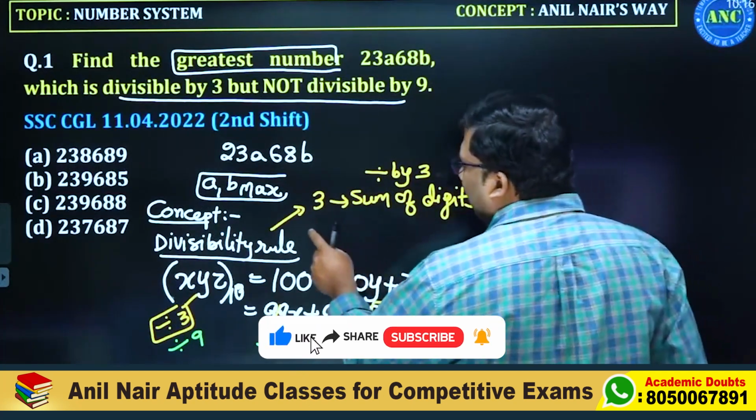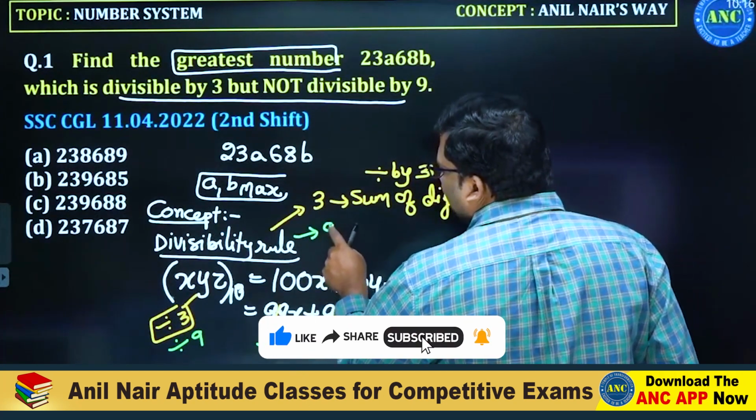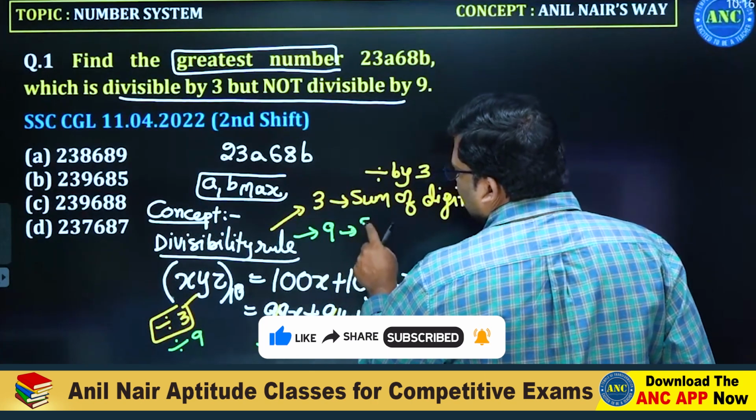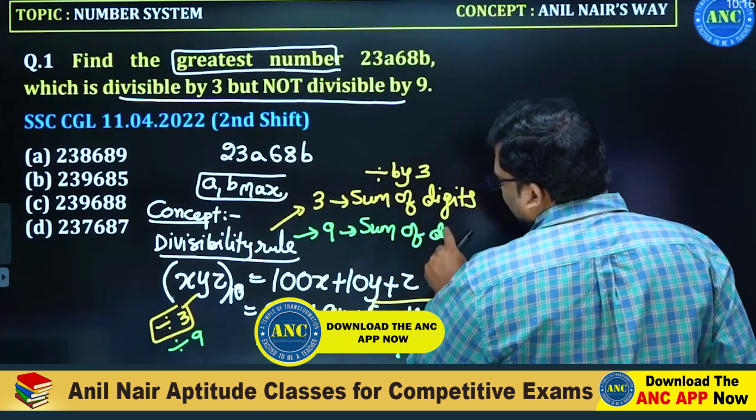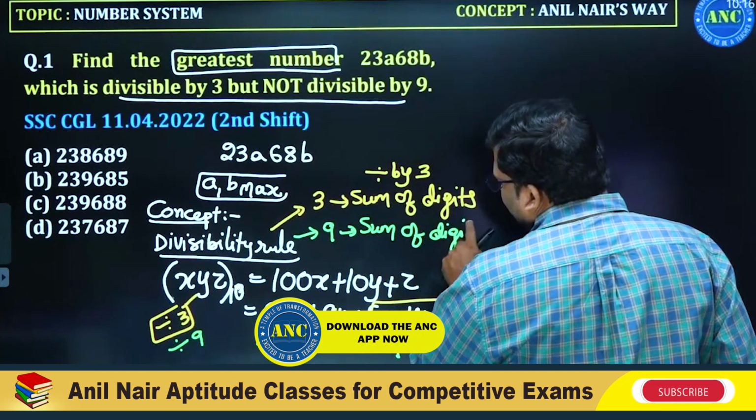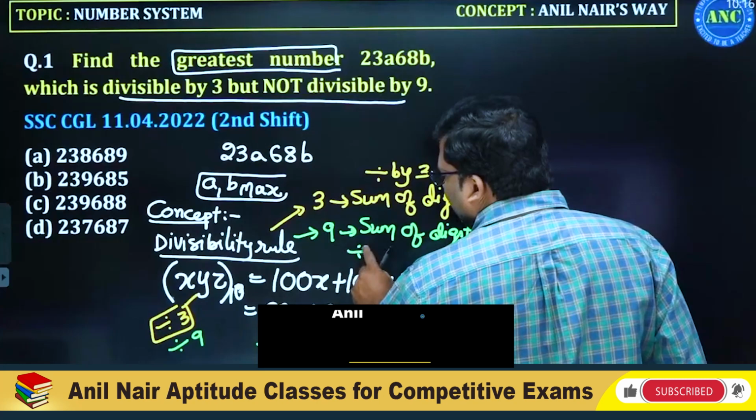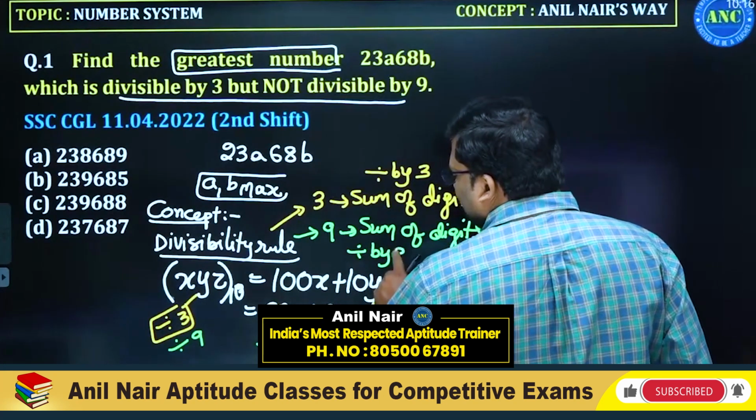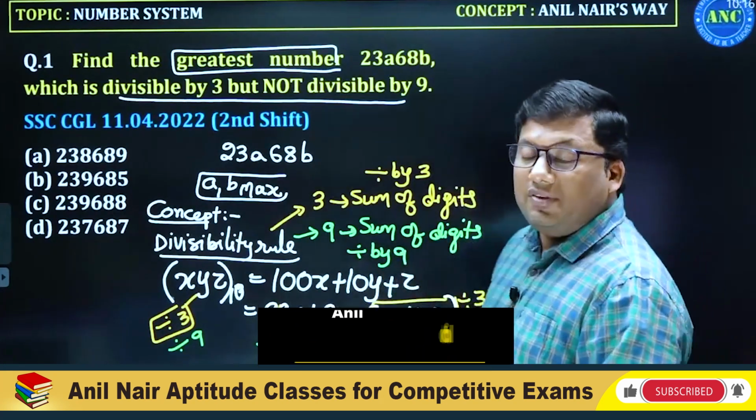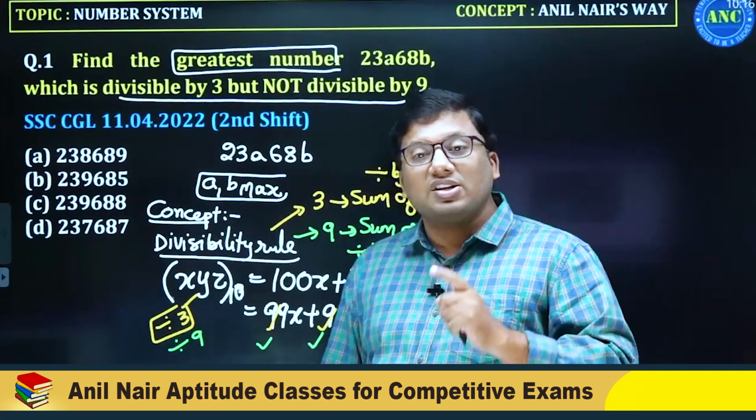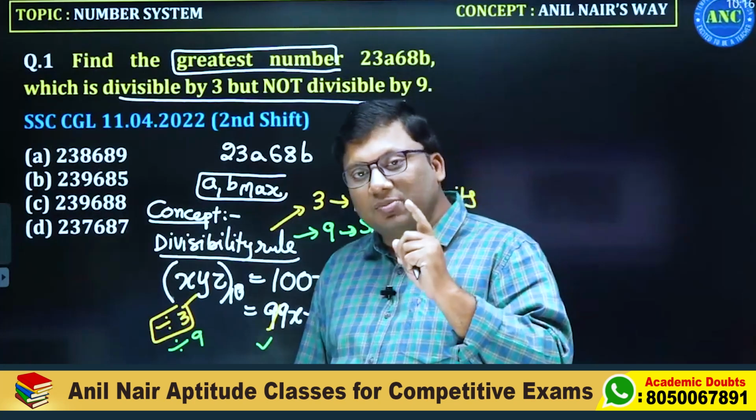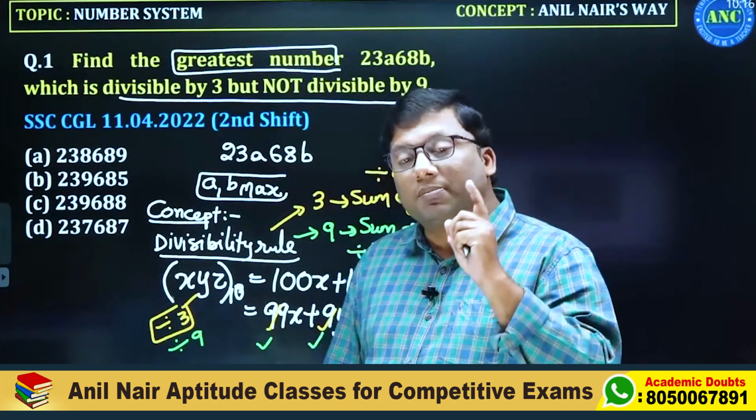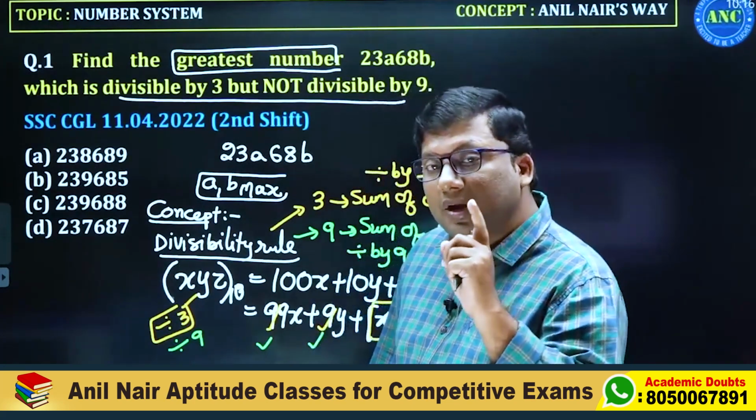So what will be the divisibility rule for 9? The sum of the digits should be divisible by 9. I hope the divisibility rule of 3 and 9 is very clear to you. The divisibility rule for 3 is that the sum of the digits should be divisible by 3. The divisibility rule for 9 is that the sum of the digits should be divisible by 9.